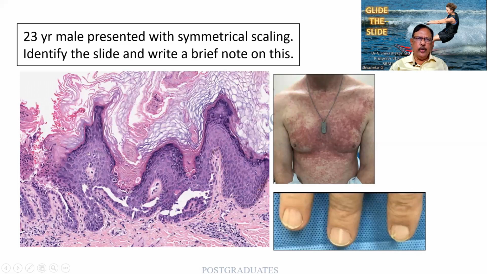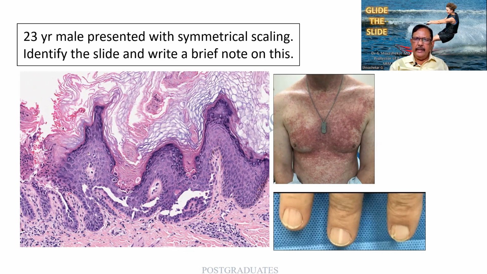A 23-year-old male presented with symmetrical, scaly lesions. Identify the slide and write a note on this. Be careful about it. Making a diagnosis doesn't matter at all. I would like you people to kindly write a note on this particular condition.